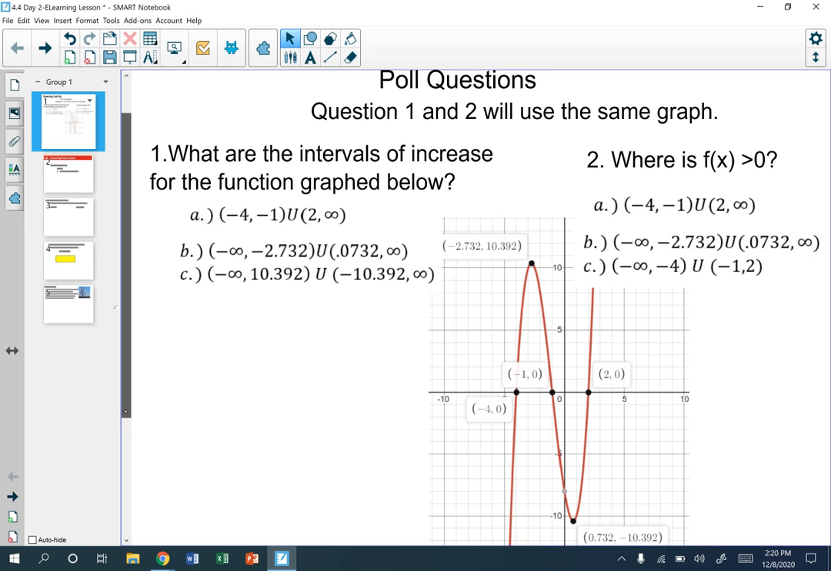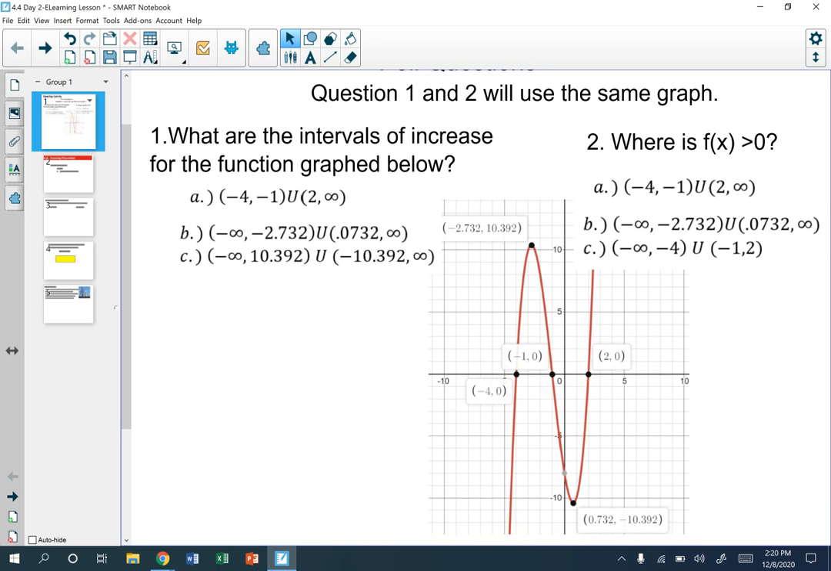So to start, our opener today is going to be looking at intervals of increasing and where is f of x greater than 0. So both of these questions are going to come from this same graph here. So go ahead and pause the video and try and do these on your own first.